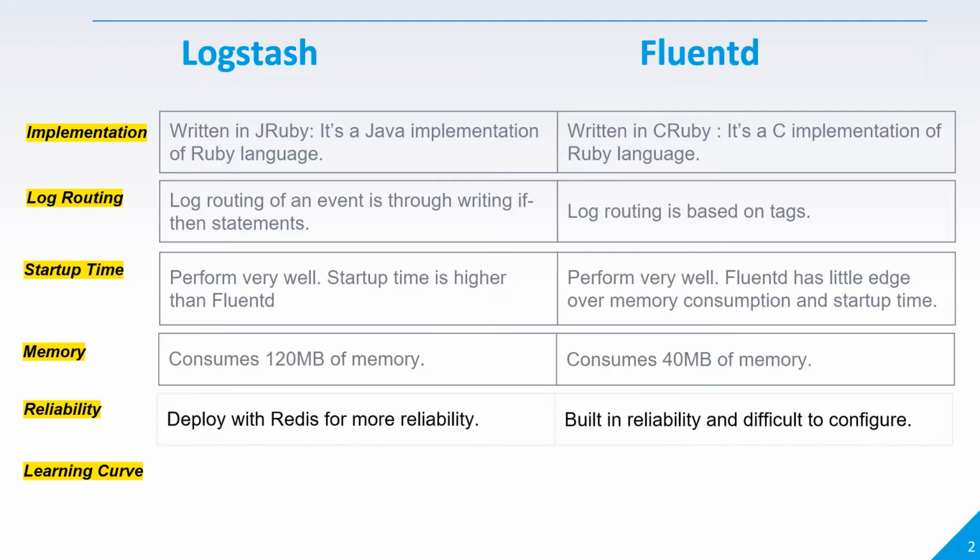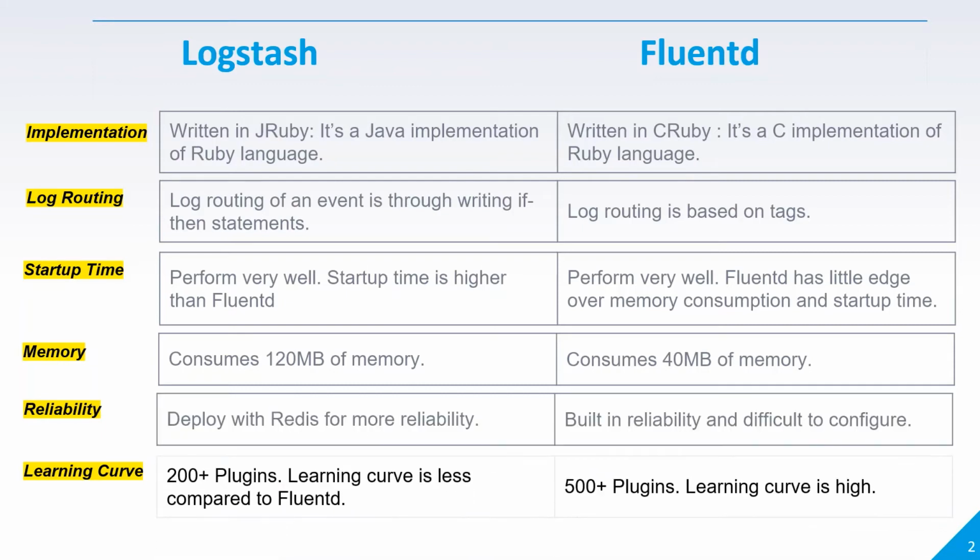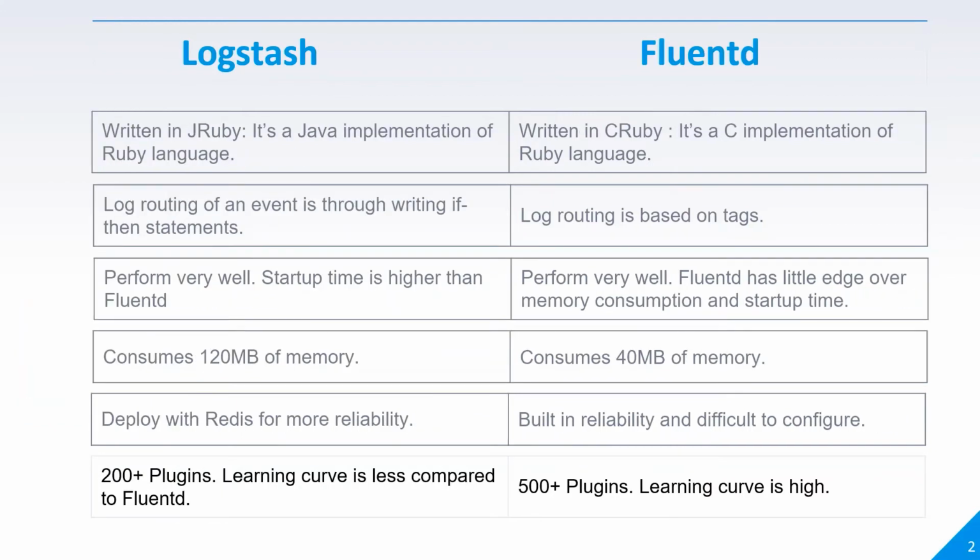Reliability: Logstash is deployed with Redis for more reliability, and in case of Fluentd, there are built-in features but it is difficult to configure. Learning curve: there are 200 plus plugins. Learning curve is less compared to Fluentd, but in case of Fluentd, the learning curve is quite high. There are 500 plus plugins there. Now the question is when to use Logstash and when to use Fluentd.